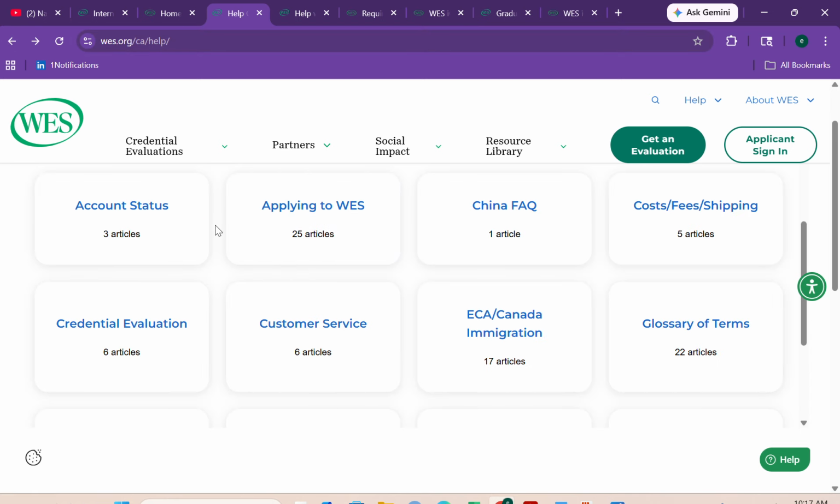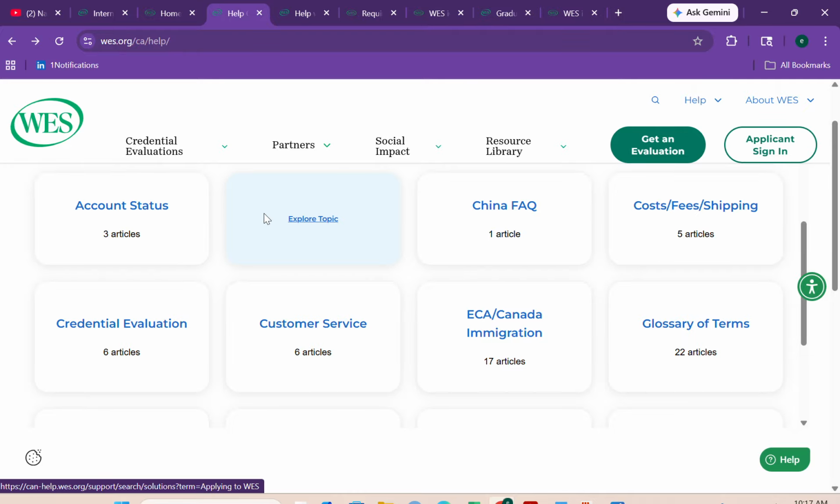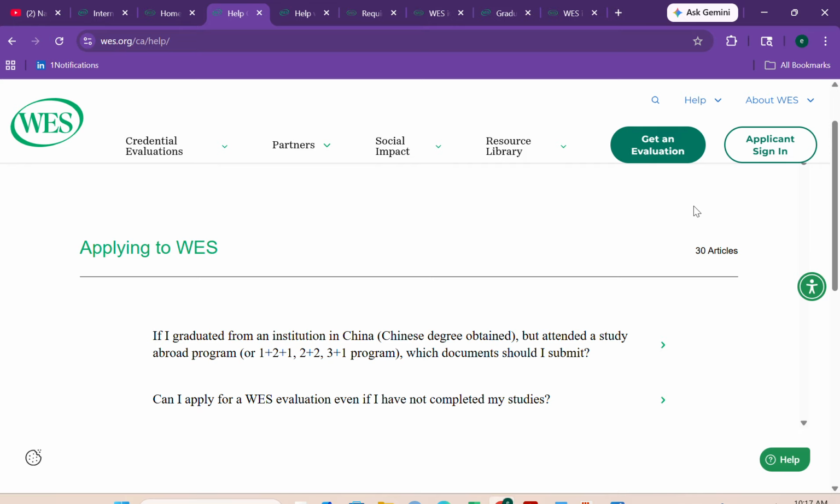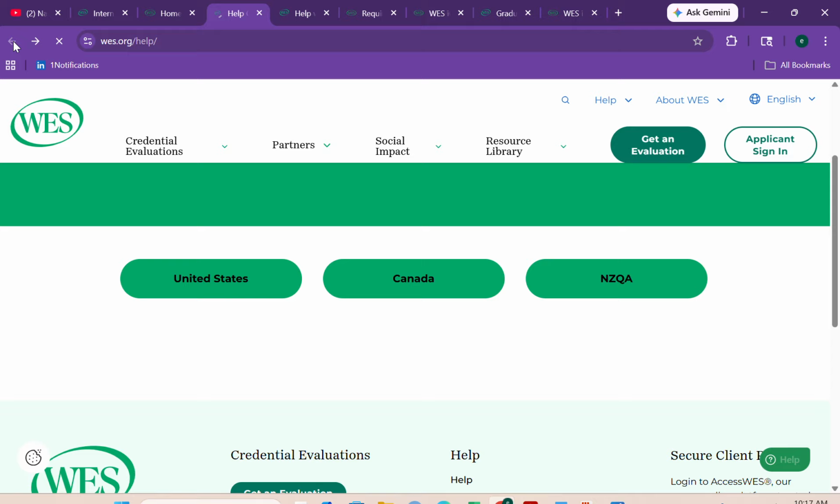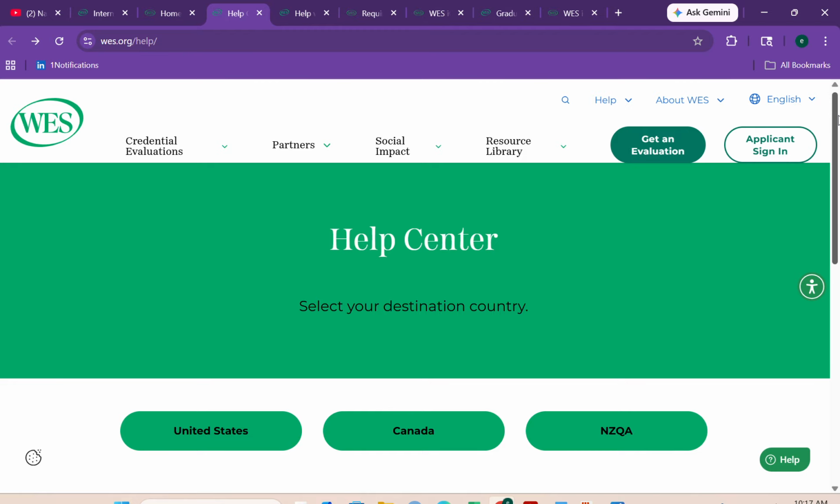They also have the application for applying to WES. That's for Canadian students. They have questions for you here, so you could just navigate and read more about this process. So if you look at the frequently asked questions, you can look at how to do a free WES iGPA.